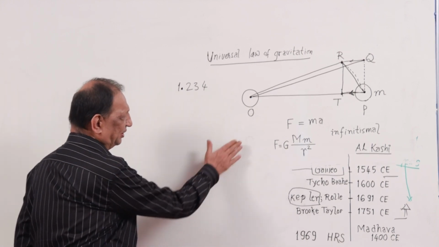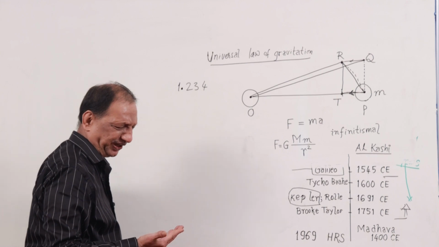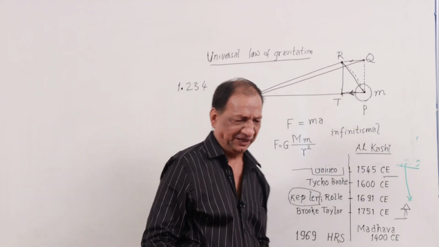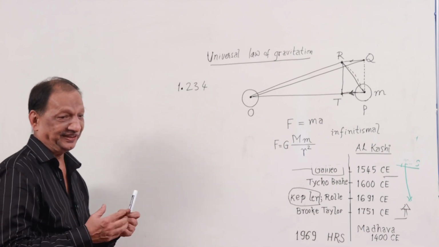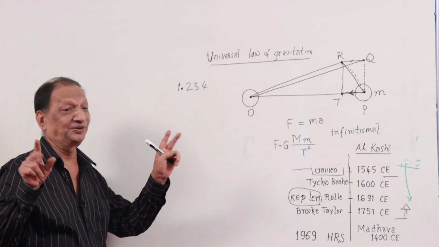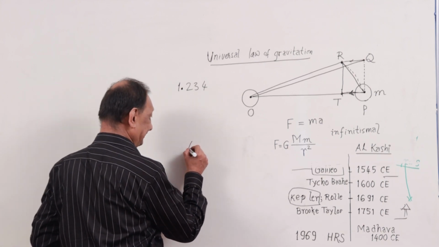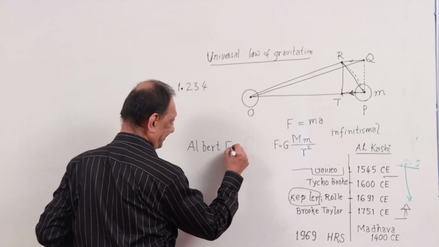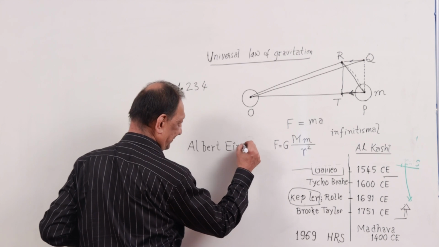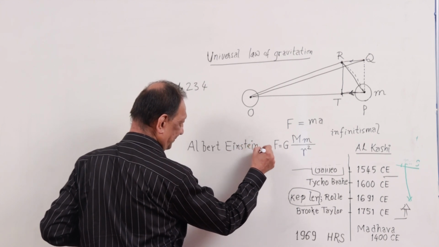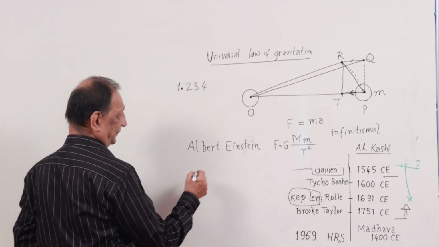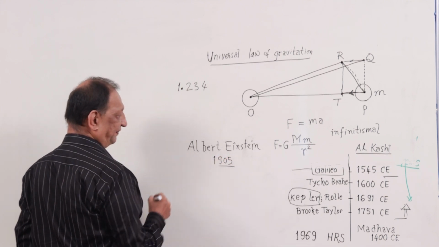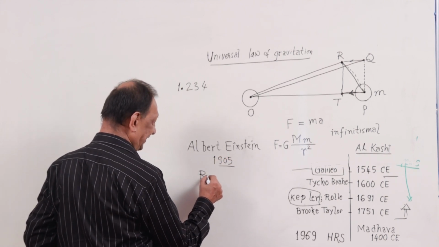I won't just call him brilliant. Calling him brilliant is an understatement because all of these are brilliant people, right? And to call this person also brilliant is an insult to that person. So who is that person? Albert Einstein. The date is 1905. In 1905, he came up with the theory of relativity.